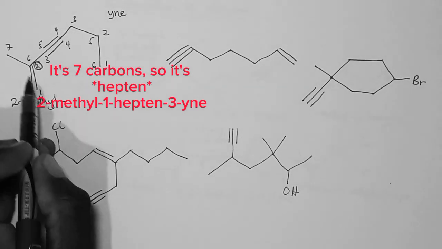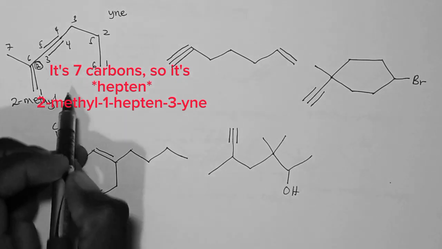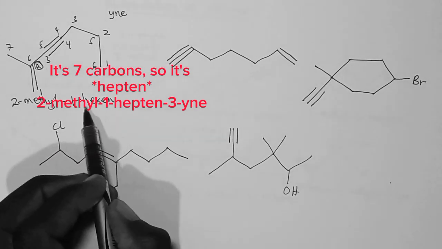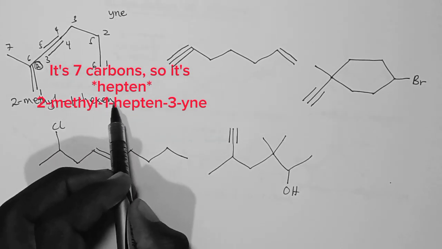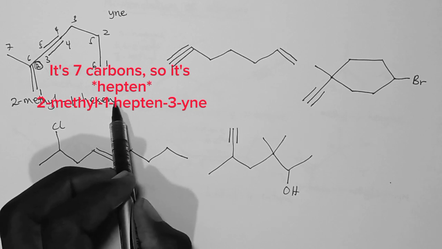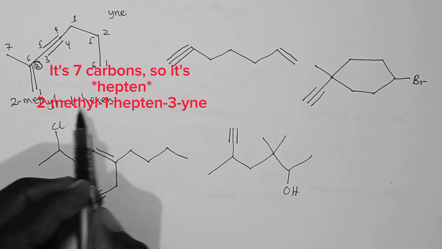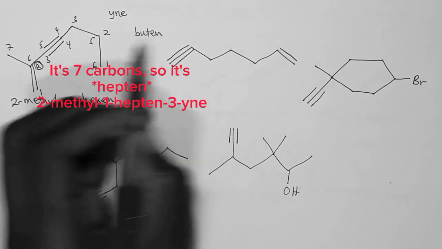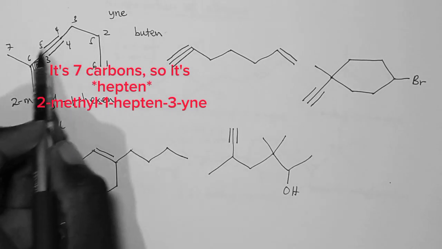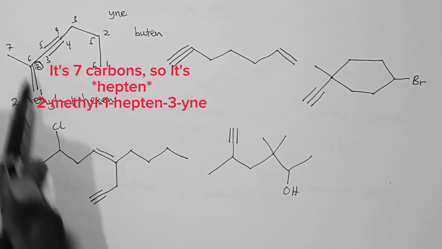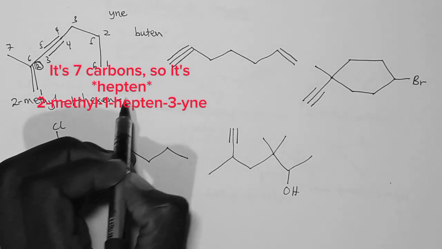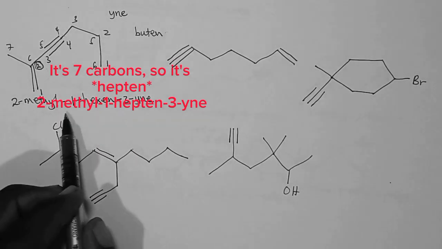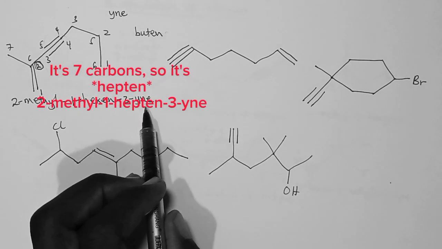2-methyl. Then the hexene double bond is on carbon number 1, so 1-hexene. But in this case, when spelling the hexene, instead of adding the last E, which makes it an alkene, you ignore that E. So if this was propene or even butene, it will be butene like this. You won't add the last E. And then the triple bond is on carbon number 3, so it becomes 3-yne. So that is the name. The name is 2-methyl-1-hexen-3-yne.